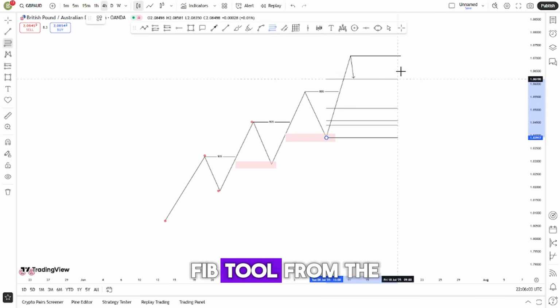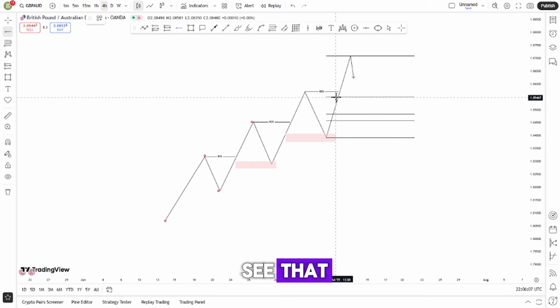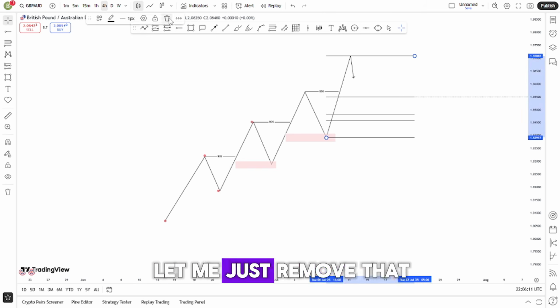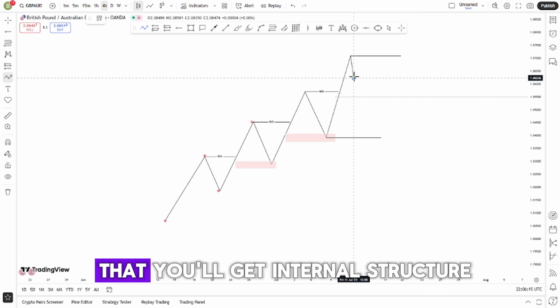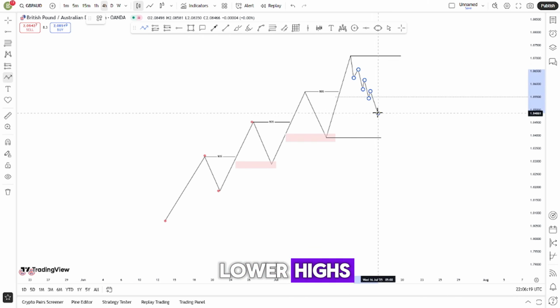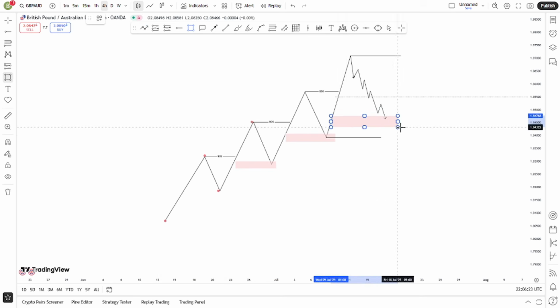So you take your Fib tool from the low to the high, then you can clearly see that you expect the market to just go below this area here. Let me just remove that. And then what will happen is that you'll get internal structure, internal lower lows and lower highs, up until we tap into an area of interest, just like this.